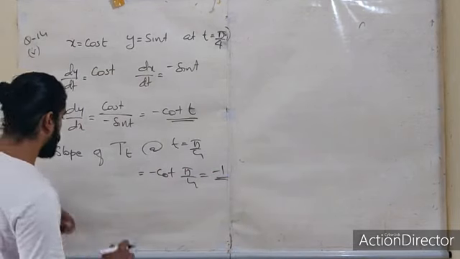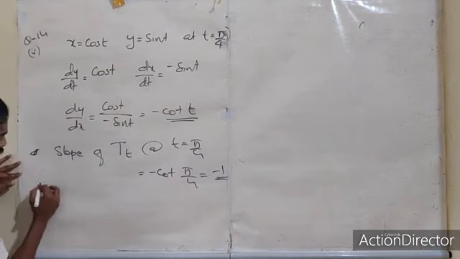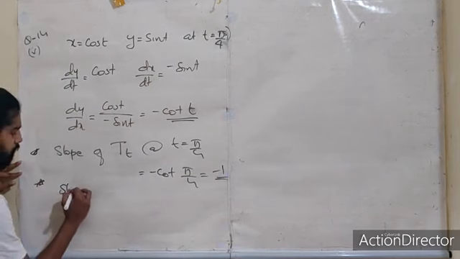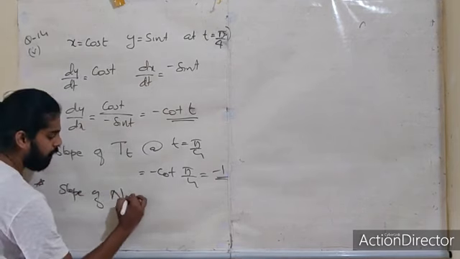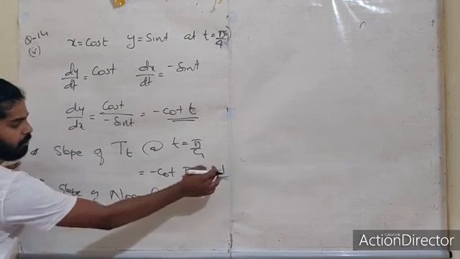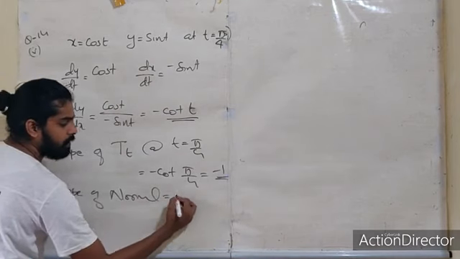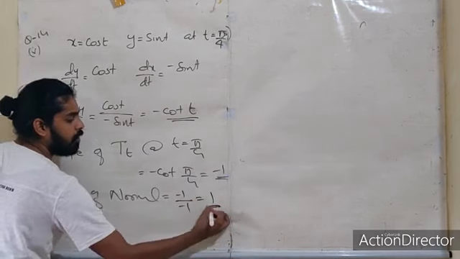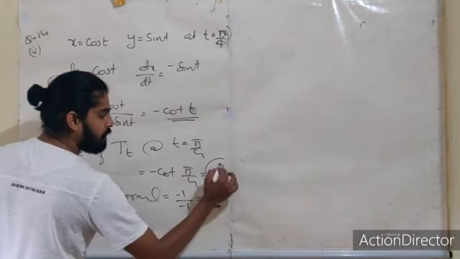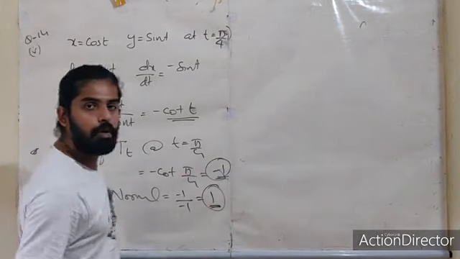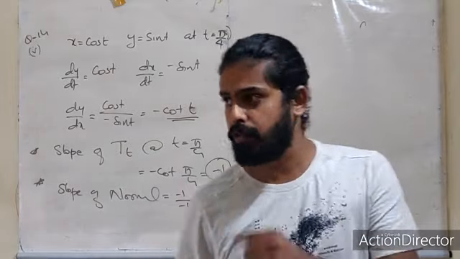Let's find the slope of normal also. So slope of normal is the negative reciprocal of this. So slope of normal is negative 1 by negative 1, which is equal to 1. So we found the slope of tangent and slope of normal. Now we will find the equation of tangent and equation of normal.